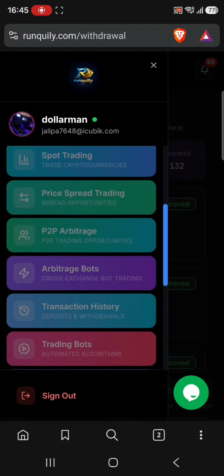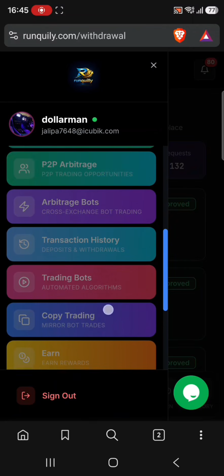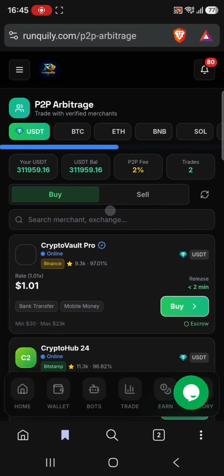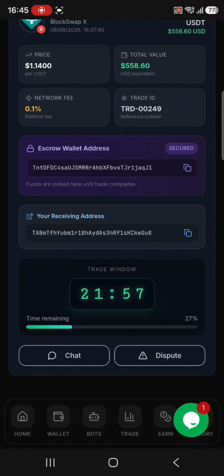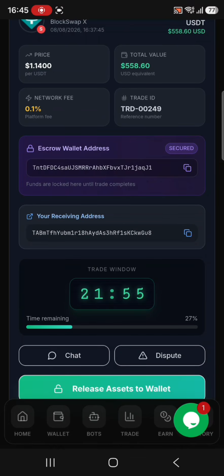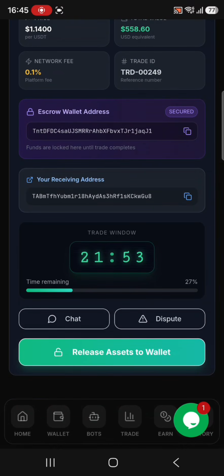So let's go to our arbitrage trade, which is a P2P arbitrage. Then we check if it has been paid. So it has been paid right now.